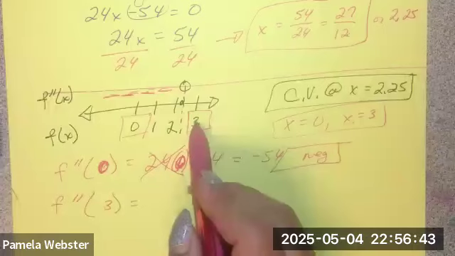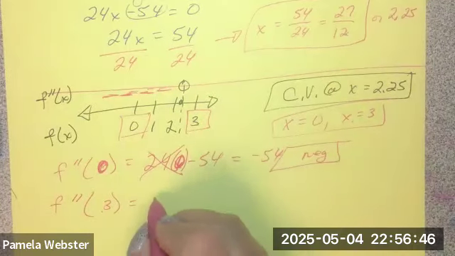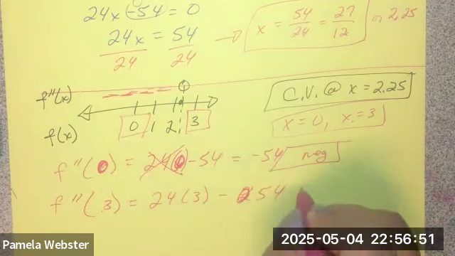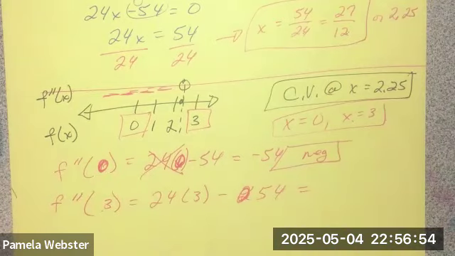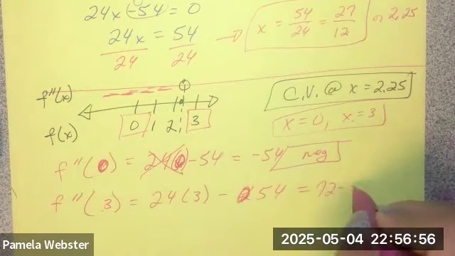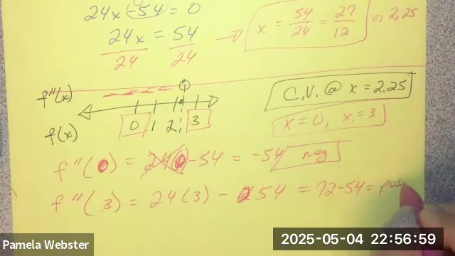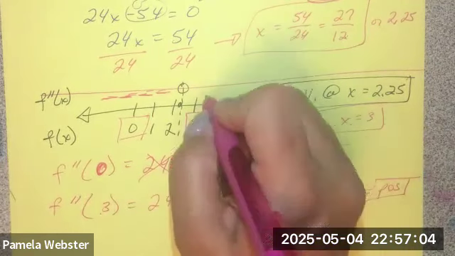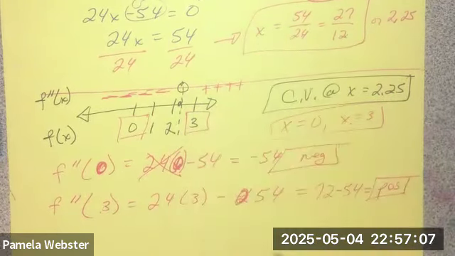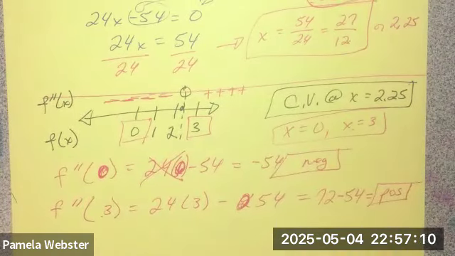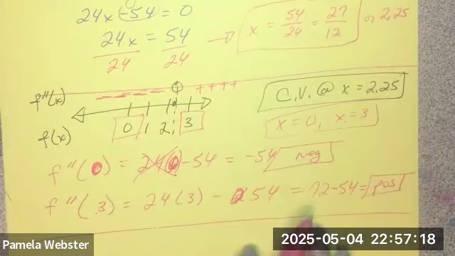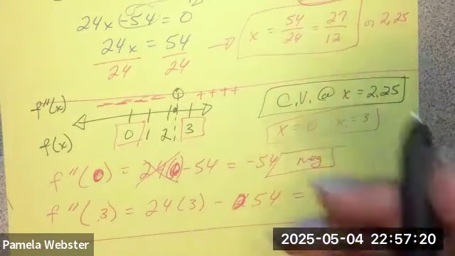I'm going to put in x equals 3, like I said. f double prime of 3 is 24 times 3 minus 54. Must be getting tired, getting old, sloppy. 72 minus 54 is a positive number, right? You can figure out what it is. I don't care what it is. I care that it's positive. Okay, so let's interpret. Everybody okay? Sign chart, get your test points, plug them in, get your positives and negatives. And remember, okay, this is concave down.